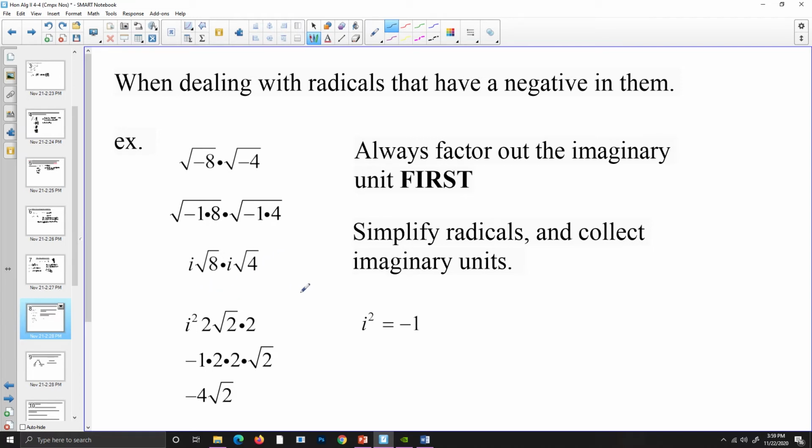Now we can rewrite in any order. i times i is i squared. The square root of 8 is going to reduce down to 2 square root of 2, and the square root of 4 is 2, and then we can reorder, remembering that i squared is equal to negative 1. 2 times 2, we can reorder, times the square root of 2. I'll have negative 1 times 2 is negative 2, times 2 is negative 4. i cannot combine with this square root of 2, so that is going to be my final answer.